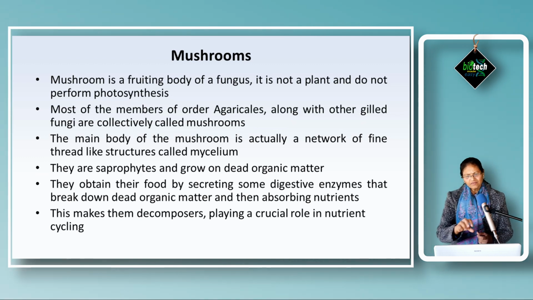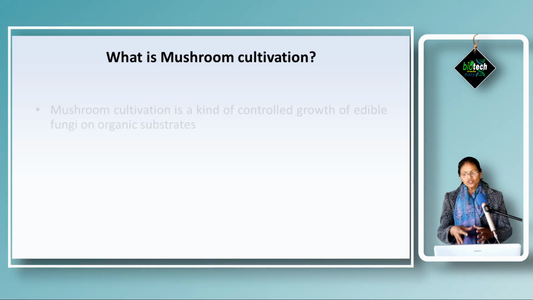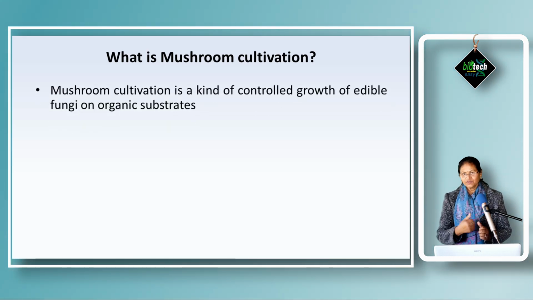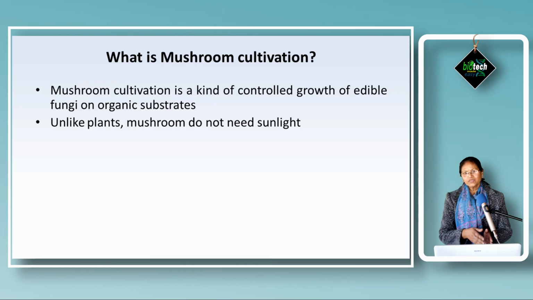Now let's see what actually mushroom cultivation is. Mushroom cultivation is a kind of controlled growth of edible fungi. This mushroom is actually the edible fungi which grows on organic substrates, and here you have to provide a controlled atmosphere for the growth of the mushroom. So when you grow these edible species in a controlled condition, then this is known as mushroom cultivation. Unlike plants, they do not need any sunlight, so you can do the cultivation indoors also.